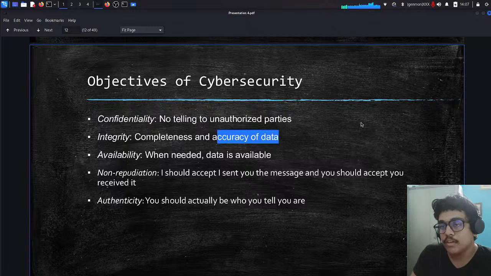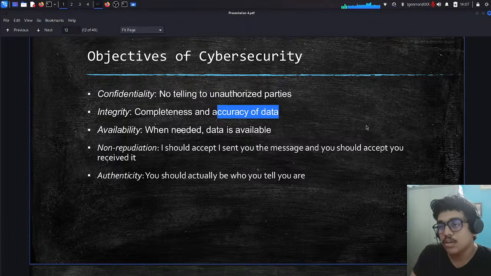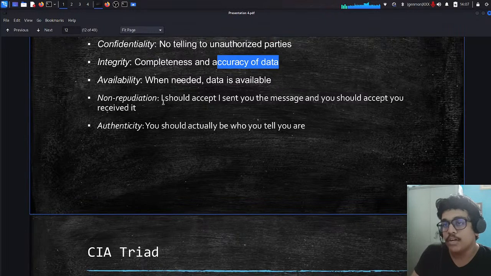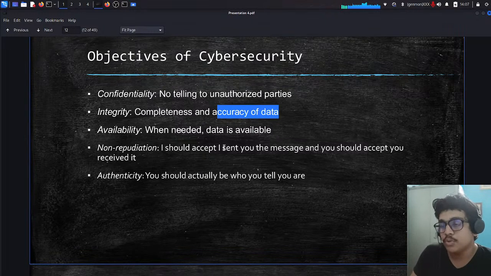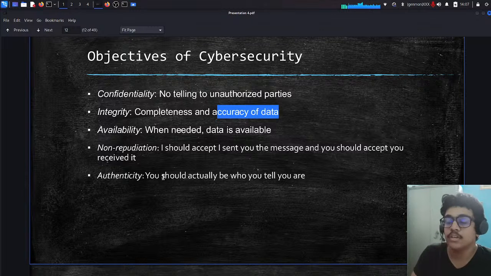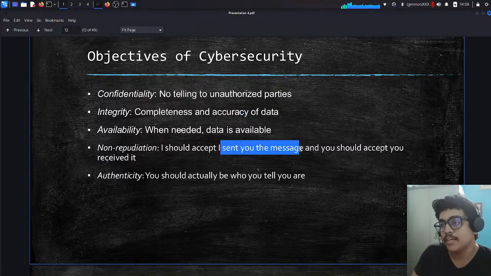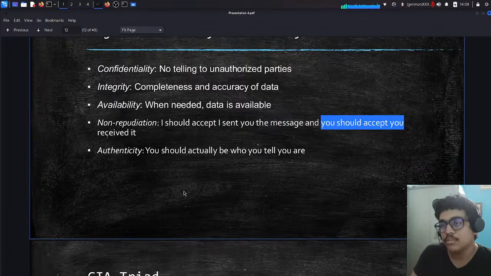So let's see the other two points, that is non-repudiation. I should accept I sent you the message, and you should accept you received it. Let's take a classic example of this. When we do UPI payments, we send a screenshot to the other person as proof that I have completed the payment, and in return we get a thumbs up or okay message that he has received the payment. So this is the classic example of non-repudiation.